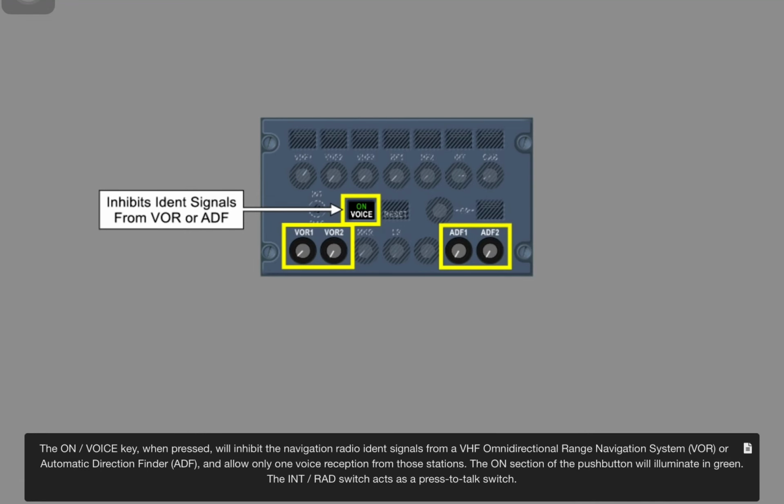The ON voice key, when pressed, will inhibit the navigation radio ident signals from a VHF omnidirectional range navigation system, VOR, or automatic direction finder, ADF, and allow only one voice reception from those stations. The ON section of the push button will illuminate in green.